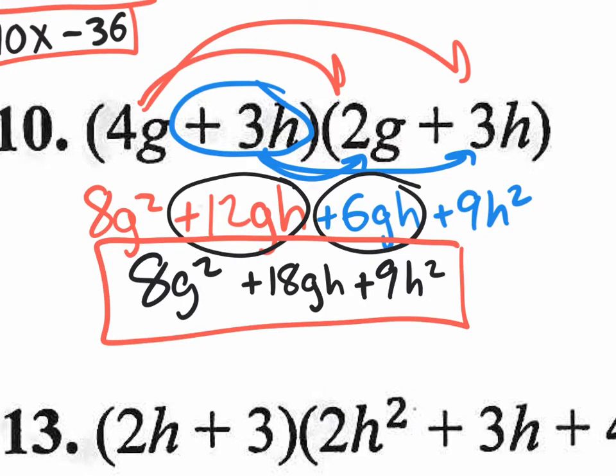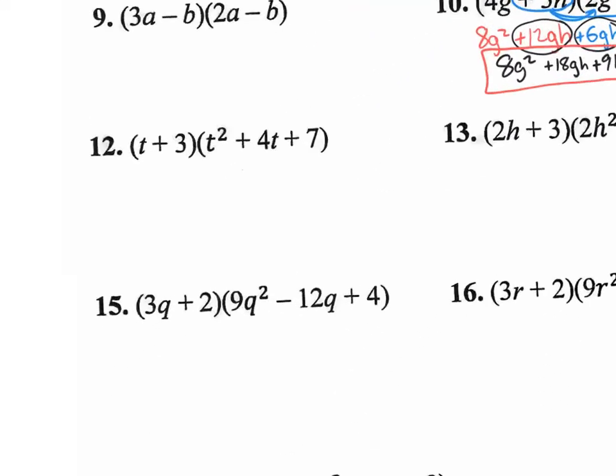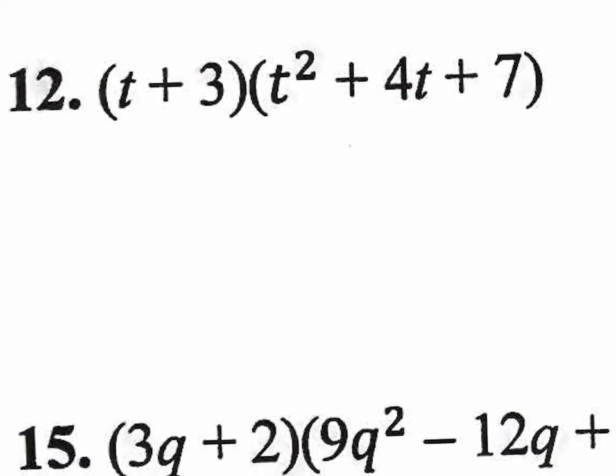So even if you have multiple variables, it's just as easy. All you have to do is distribute one at a time. Distribute the 4g first, distribute the 3g or 3h second, and then combine the two middle terms. We finally get to something fun, like number 12. We have a binomial times a trinomial. And I definitely recommend stacking on this one. It gets a little ugly if you don't stack.